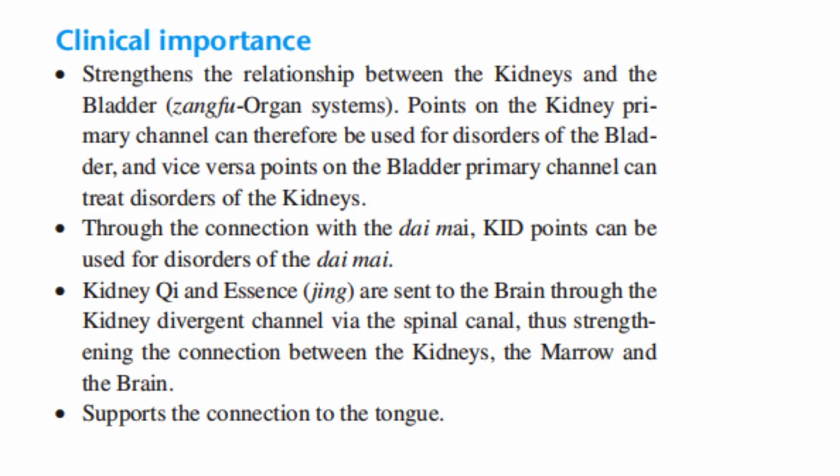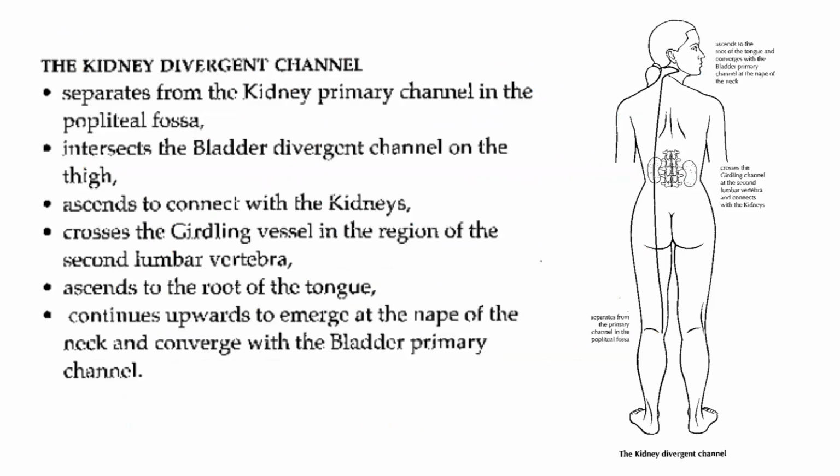Through the connection with the Dai Mai, kidney points can be used for disorders of the Dai Mai. Kidney qi and essence are sent to the brain through the kidney divergent channel by the spinal canal, thus strengthening the connection between the kidneys, the marrow, and the brain. It also supports the connection to the tongue.